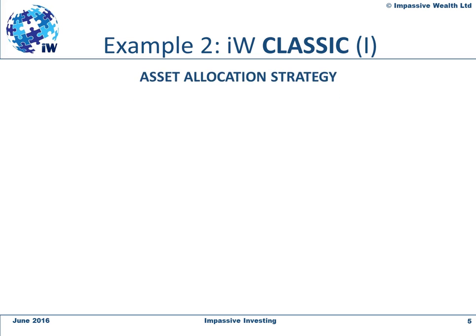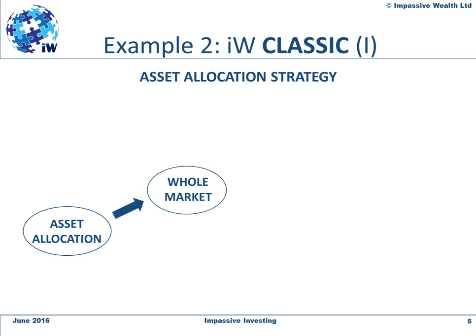In the second example, we have what we call the Impassive Wealth Classic portfolio. Okay, so not a single share as before, but a portfolio of different assets this time. So how do you do your asset allocation? Well, first thing is we buy the whole market, because you don't know which asset class is going to do well or do badly. You just buy anything that is worth investing in, right? And of course we reserve a good chunk of the funds as liquidity.